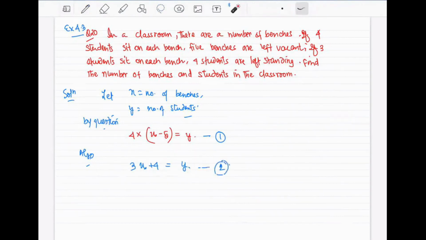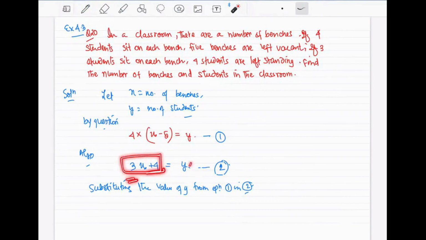It will be easier for us to do the substitution method because y is already found here. Instead of y in equation 2, I can easily replace it with 4x minus 5, right? So let's use the substitution method instead of elimination. Substituting the value of y from equation 1 in equation 2, this part we will leave untouched, but the y will be replaced with this part. Okay, let's see what we obtain. Equation 2 is 3x plus 4 is equal to, instead of y, we write 4x minus 20.